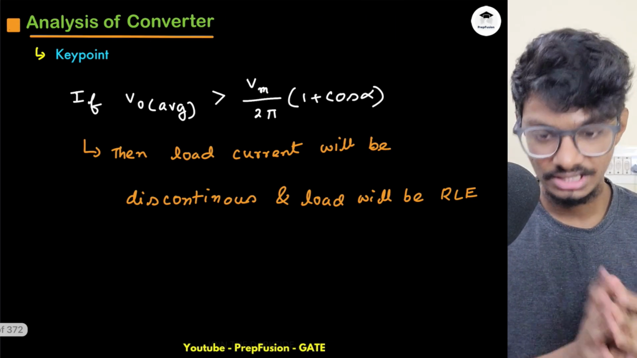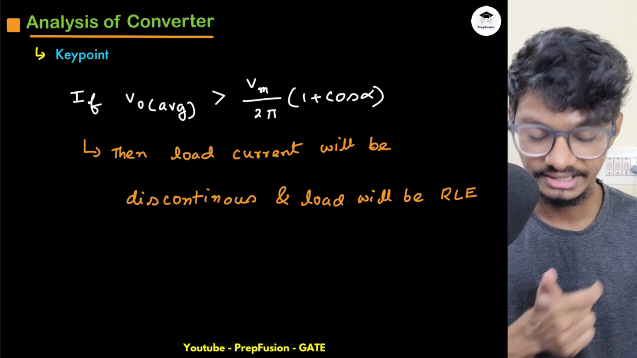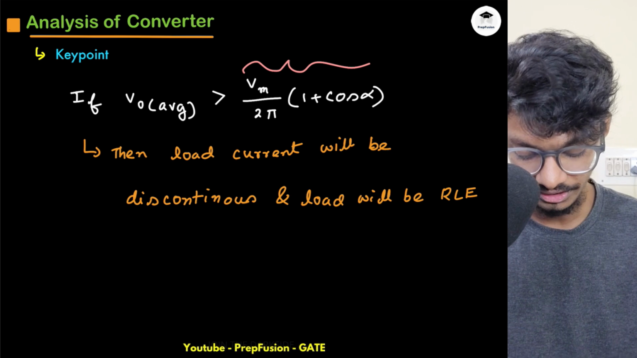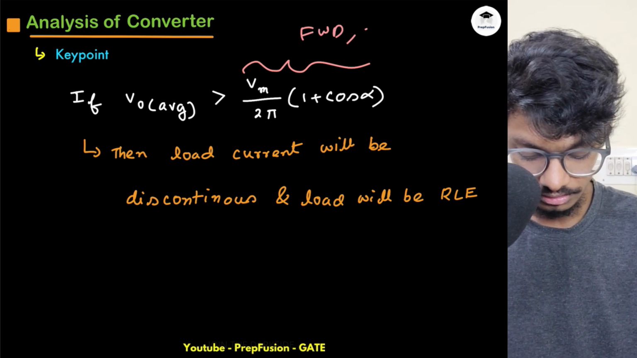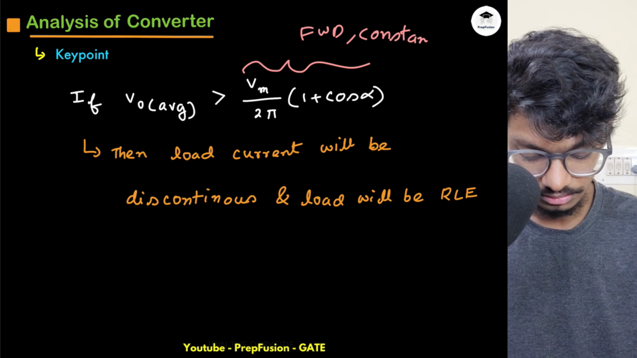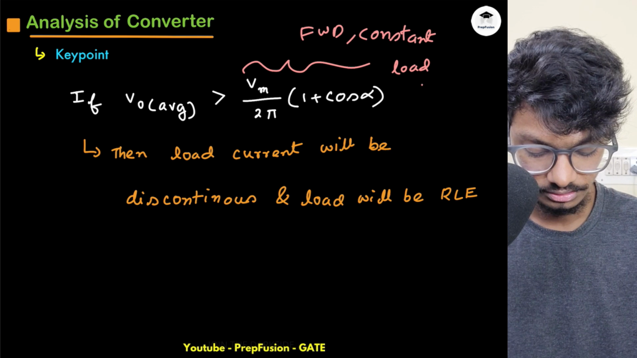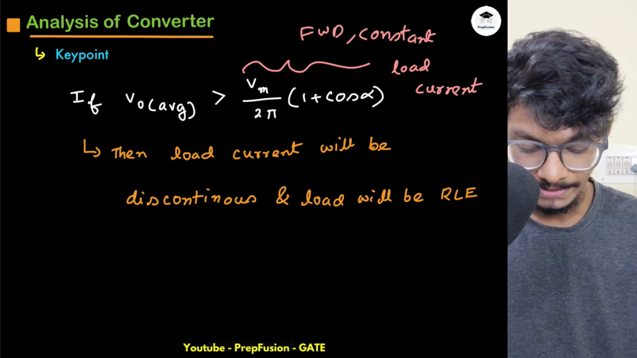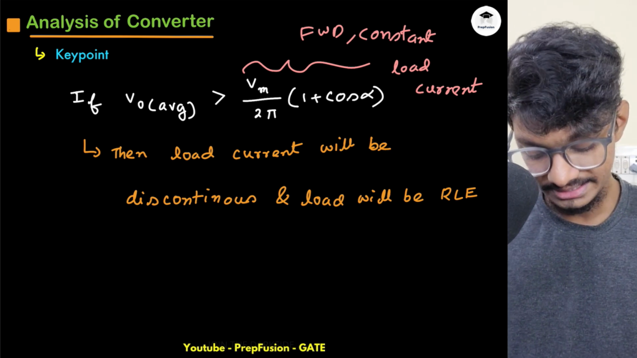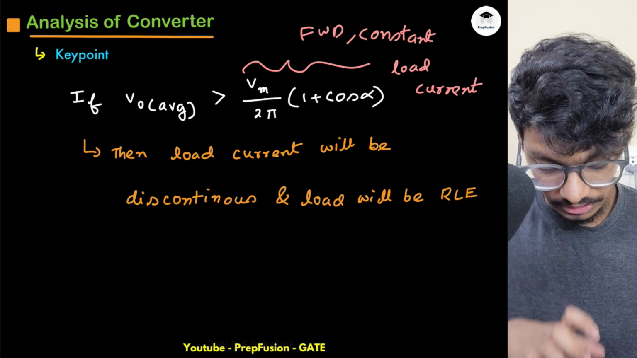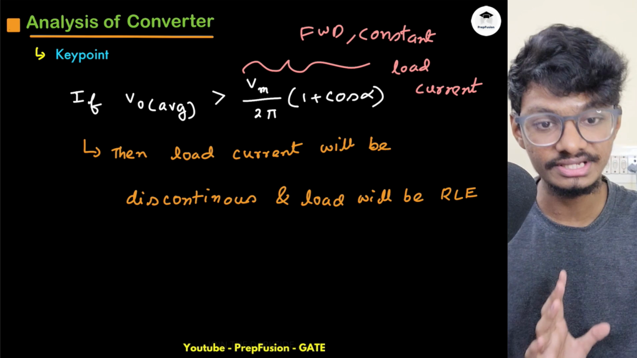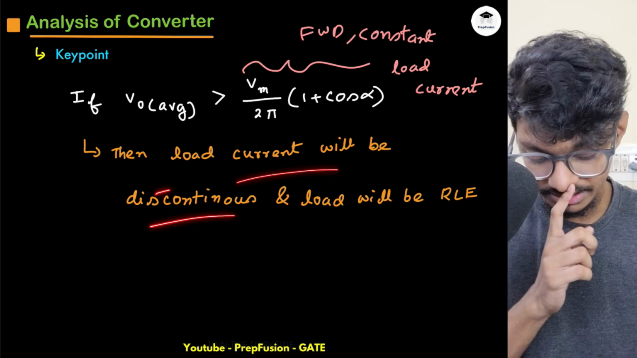Now let's come to the next key point, that is this. If my VO average is greater than Vm by 2 pi times (1 plus alpha), this result is what? This result is with freewheeling diode and constant load current, or continuous conduction, constant load current. So if my calculated VO average is greater than this, then I can surely say that load current will be discontinuous and load will be RLE.